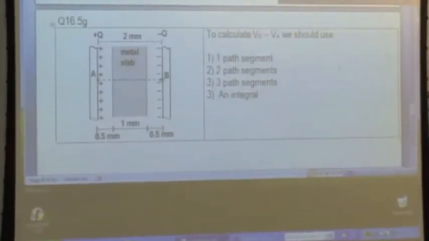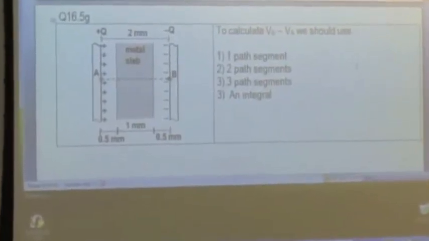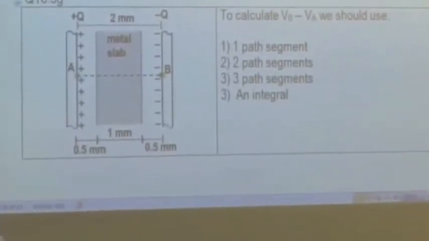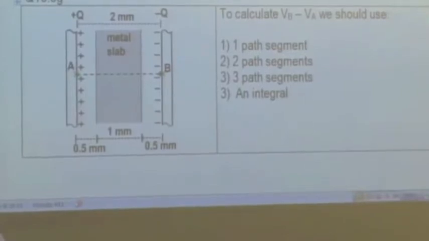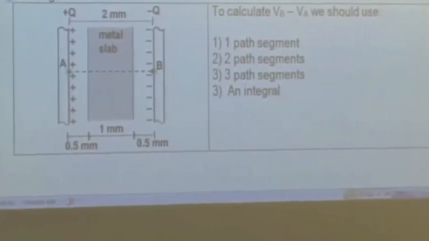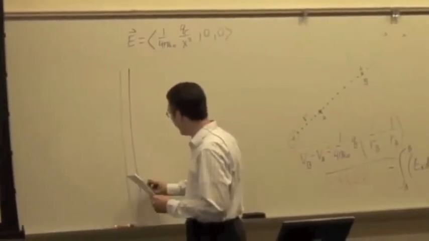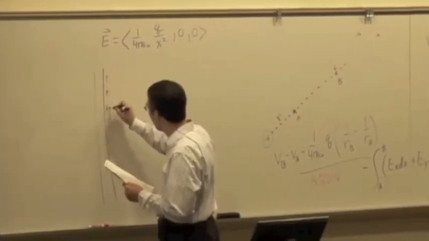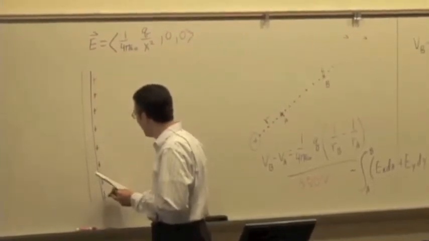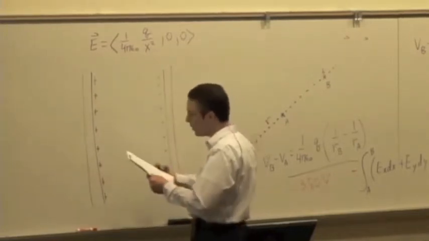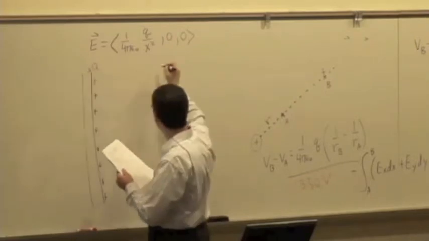Well, we already talked about this, right? We would have to do a potential difference of 3 path segments for this case. And this is a case where we have a capacitor with a metal slab in between the 2 plates. Let's start off by just looking at a capacitor. 2 charged plates. One has a positive charge, one has a negative charge. Charges are equal but opposite, so that's plus Q and this is minus Q.